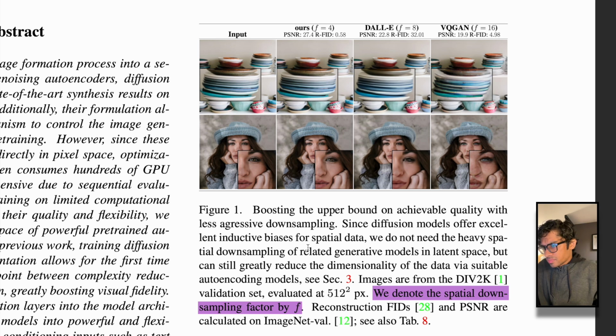We can see the results have PSNR and rFID. What are PSNR and rFID? These are evaluation metrics particularly for generative image models. PSNR is peak signal to noise ratio, and for rFID I don't remember what r stands for, so it's reconstruction FID. FID is basically the Fréchet Inception Distance. So what do we mean by Fréchet Inception Distance?